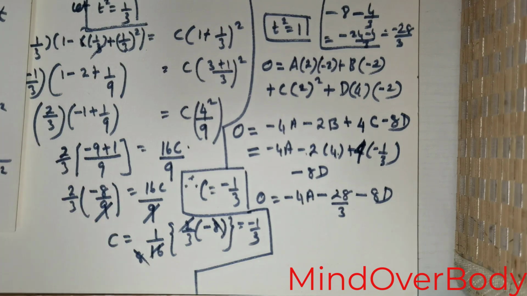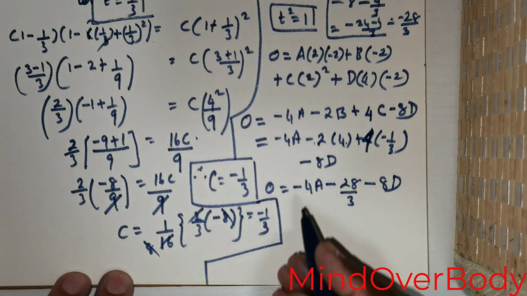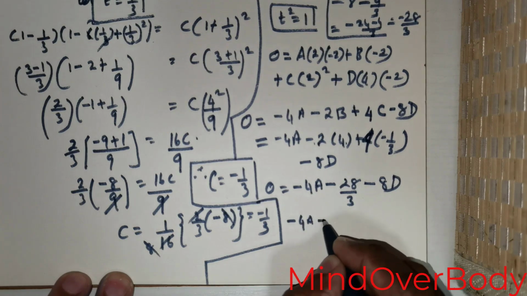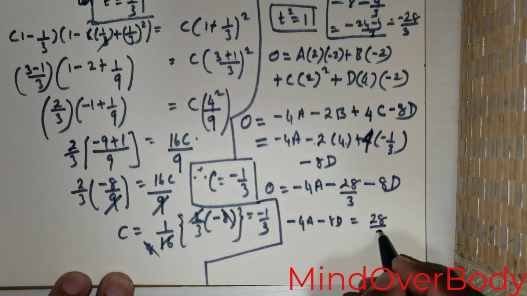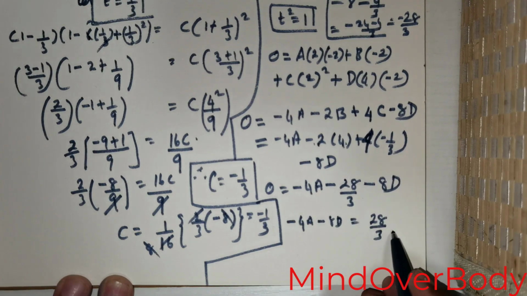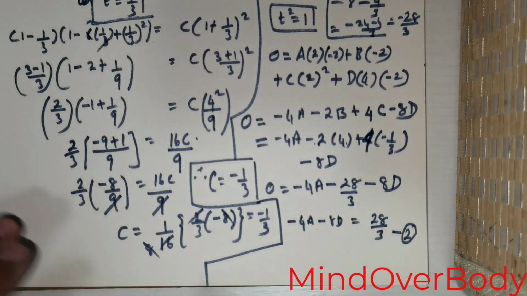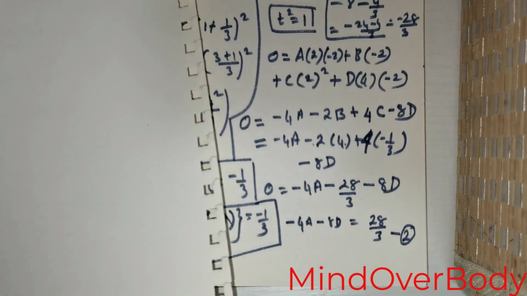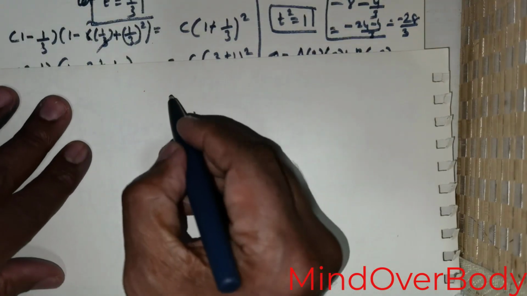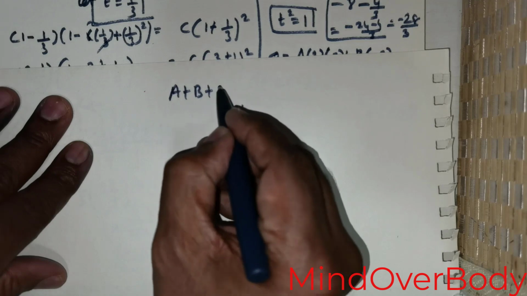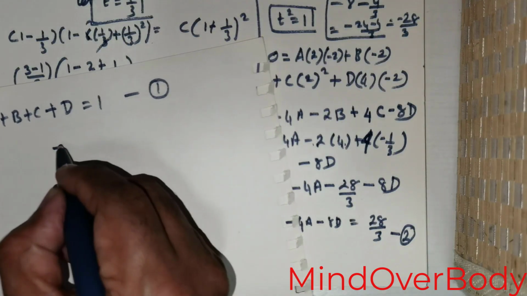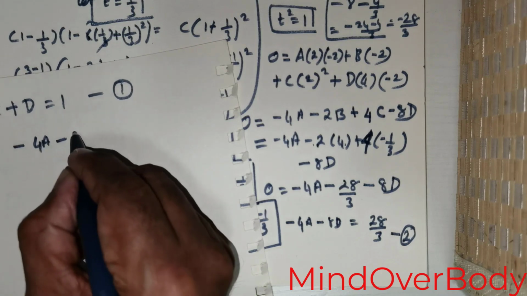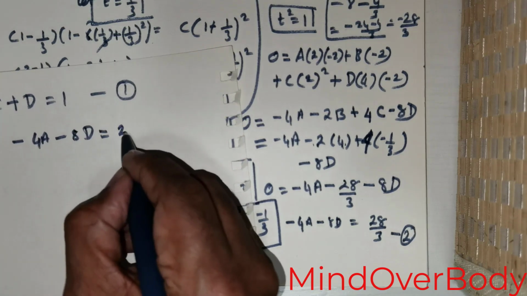Now we need to simplify this further. Let me rewrite this. This is going to be negative 4a, negative 8d, and I move this to the other end. This is going to be 28 over 3. Let us take this as equation number 2. Now I already have equation number 1. If you have watched this, we already have this: a positive b positive c positive d is equal to 1. We have already added this. And now we got negative 4 times a, negative 8 times d is equal to 28 over 3.